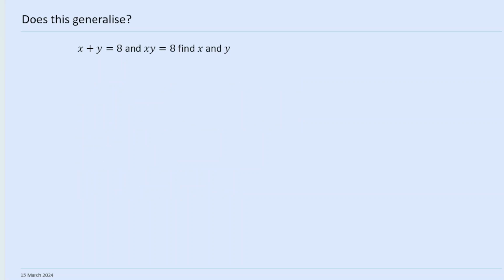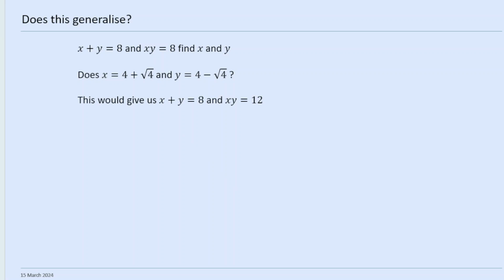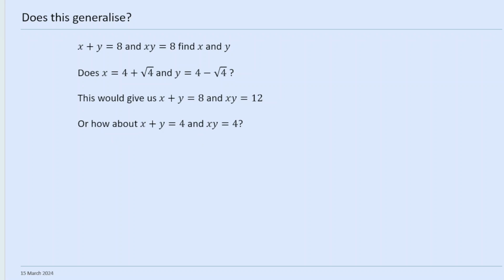So the first sort of way of generalizing is just to say, well, if x plus y equals 8 and xy equals 8, does the answer have the same form, 4 plus root 4 and 4 minus root 4? Well, in that case, x plus y would be 8, but xy would be 16 minus 4, which is 12. It would not be 8, so that doesn't work.